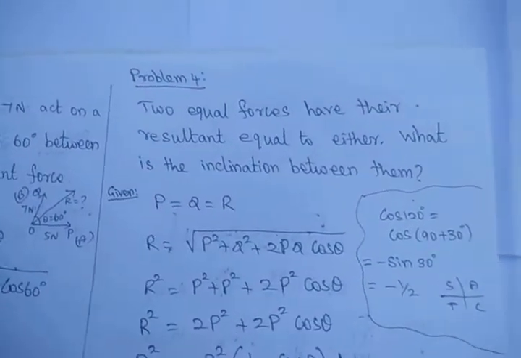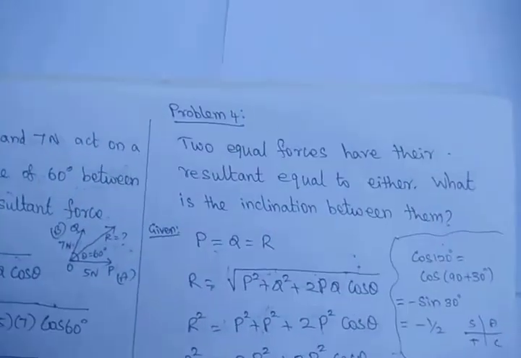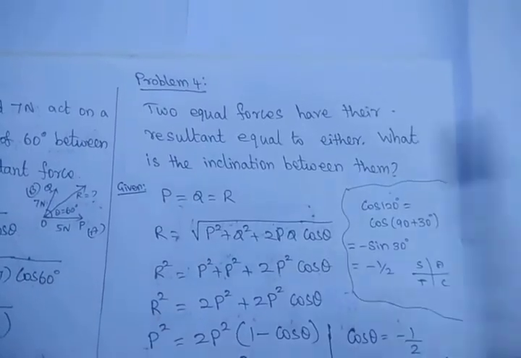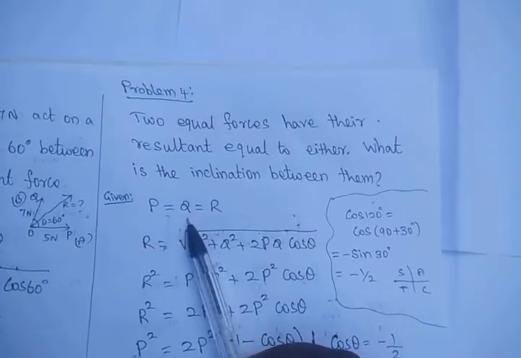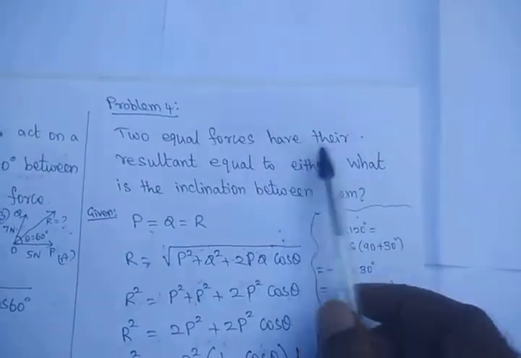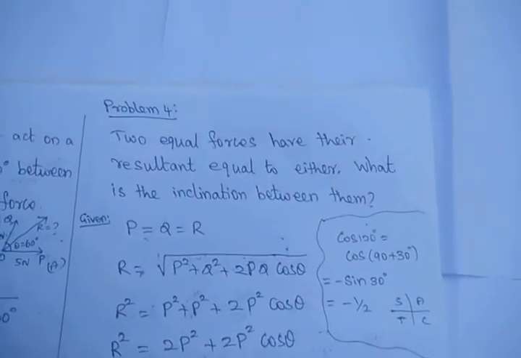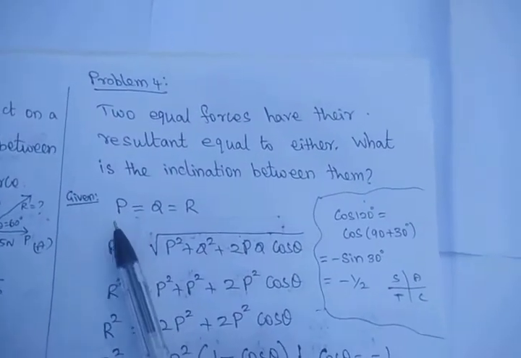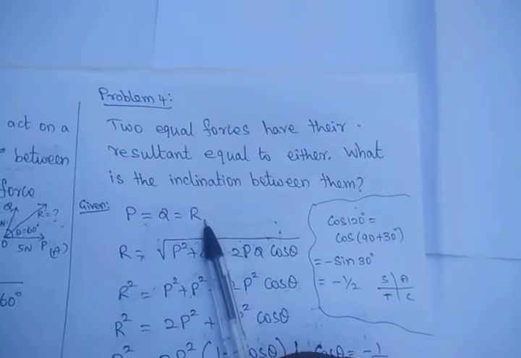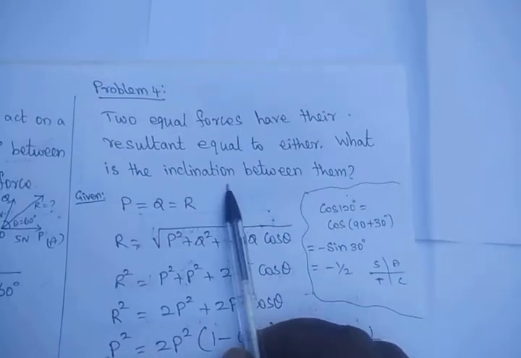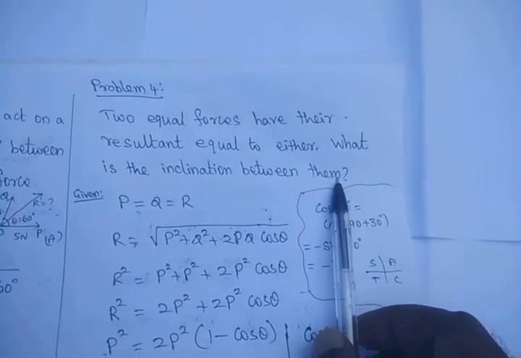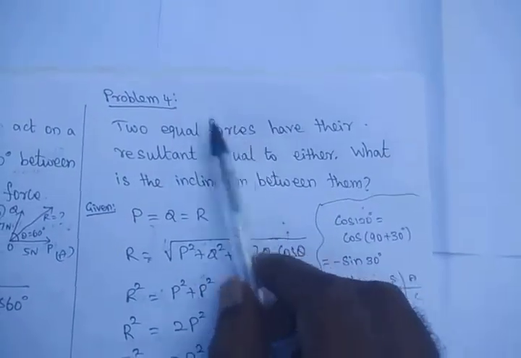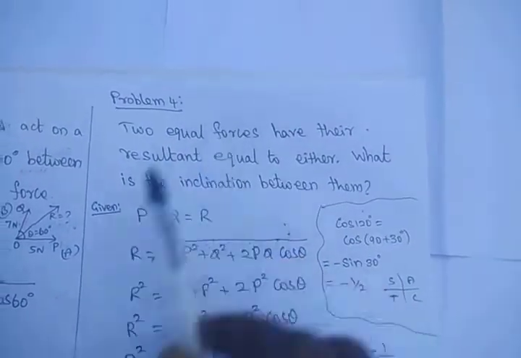Similarly, you see the another problem. So the two equal forces. So the forces are P is one force and Q is one force. Both are equal. Have the resultant equal to either. That means the resultant also equal. P vector and Q vector and the resultant vector are equal. What is the inclination between them? What is the inclination between these two forces vector?